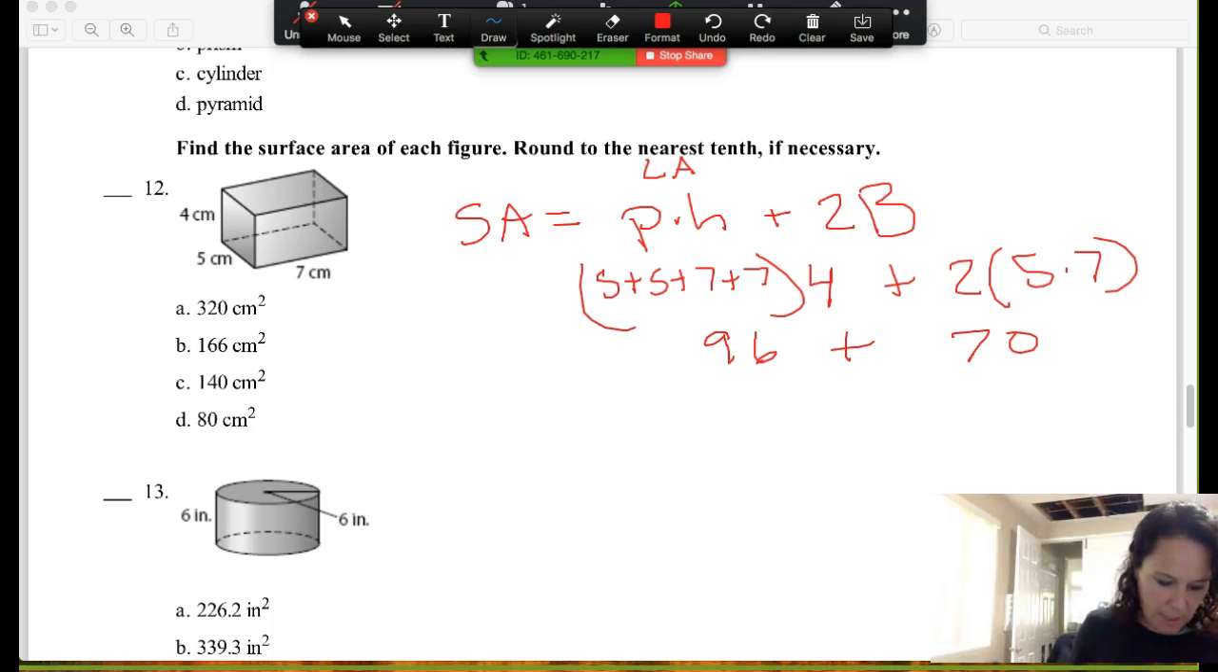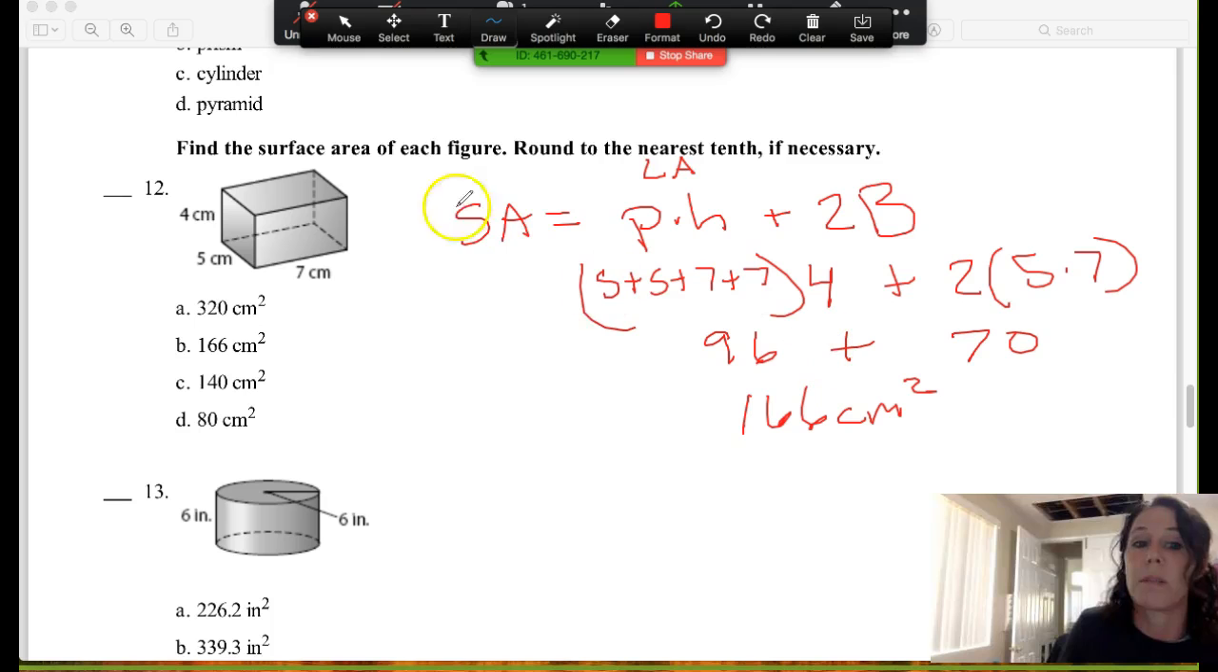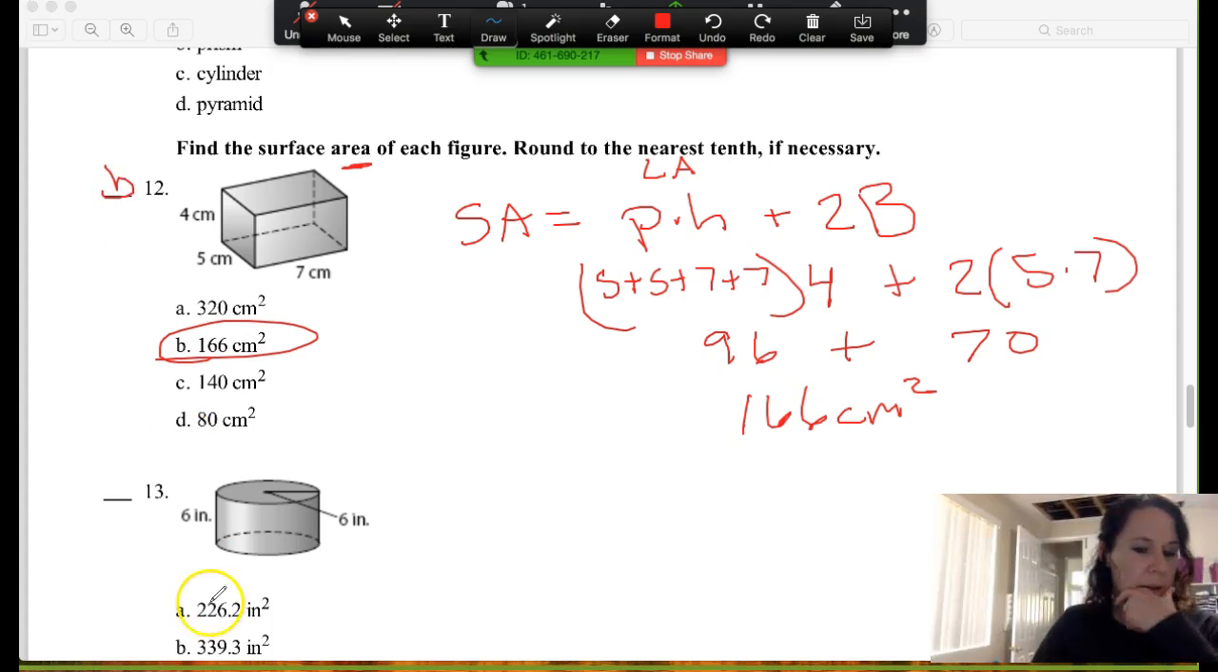And then add those 2 together. 70 plus 96 is going to give me 166. And these were all in centimeters. And we're going to square the centimeters because we did this centimeter times this centimeter. This centimeter times this centimeter gives us square centimeters when you're dealing with area. Okay, so 166 centimeters squared. All right, on to the next.